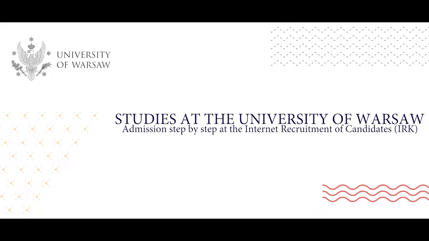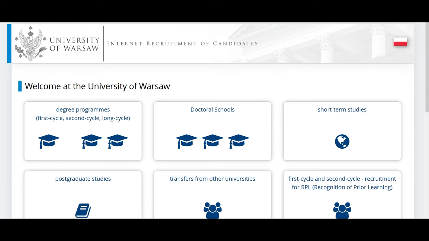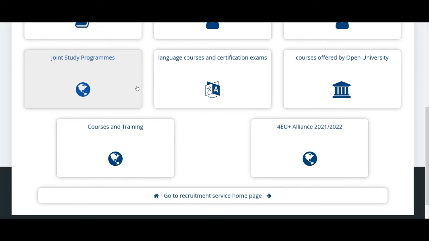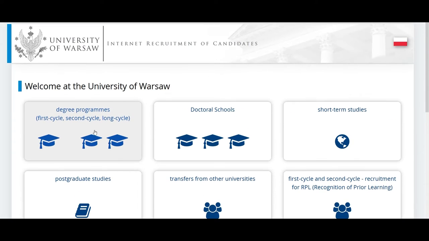Studies at the University of Warsaw: admissions step by step at the internet recruitment of candidates. After entering the address irk.uw.edu.pl, you need to choose the appropriate registration window.